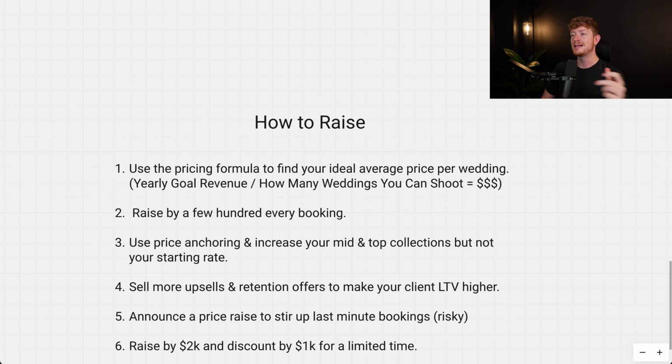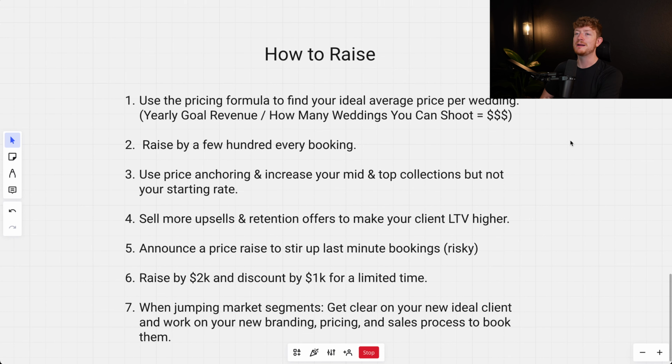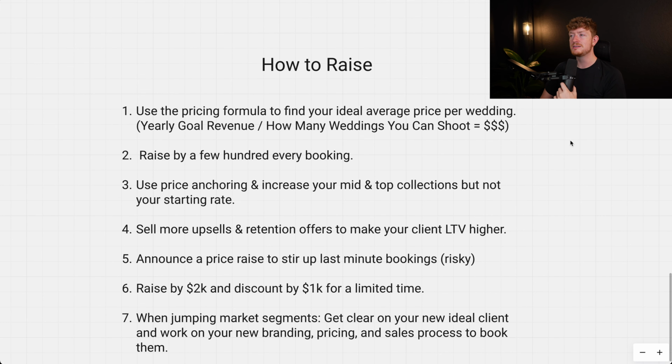So lastly, here's how to raise. I have 7 ways to raise prices. That rhymes. So anyway, number 1 is, this is actually not really a how to raise. This is kind of just a preface here. You should use the pricing formula to find your average ideal price per wedding.